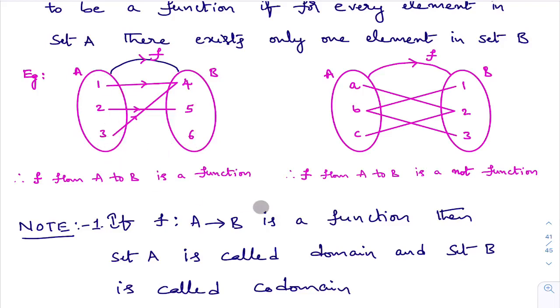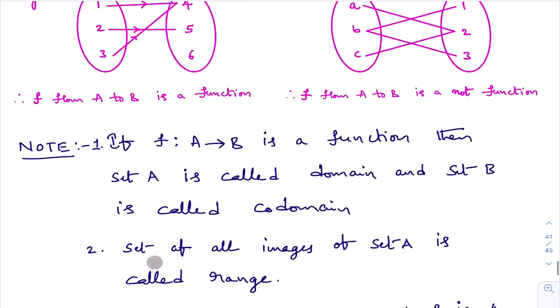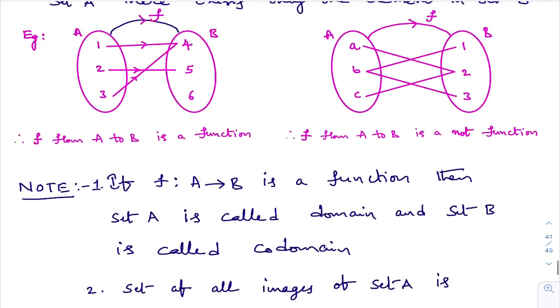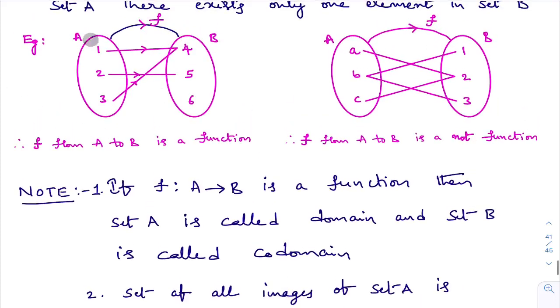What is the definition of range? Set of all images of set A is called range. Observe this example. What is domain? Domain is set {1, 2, 3}. What is codomain? Codomain is set {4, 5, 6}. What is range? Range is {4, 5} because 4 and 5 are the images of the domain set.